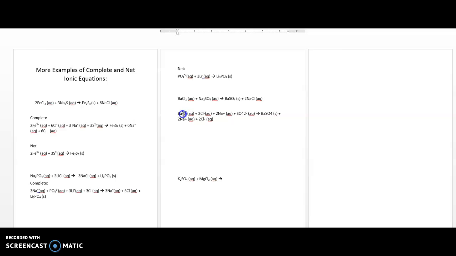Now let's change some of these charges to be superscripts, obviously, so that we're expressing them correctly, because superscripts are charges, subscripts are number of atoms. All right, so this is my complete ionic equation.